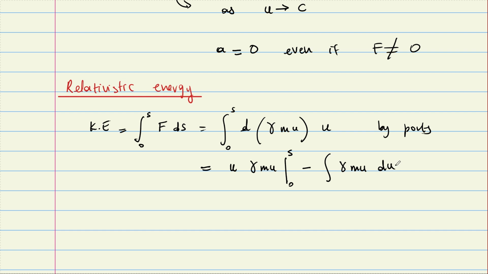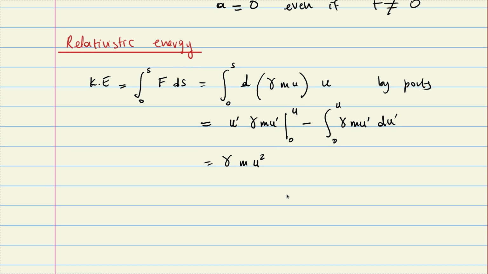It's 0 to u, right? So you are starting from 0 speed and you are going to final speed. Let me put it like u prime, and it's going to u. Is that okay? And this one is also from 0 to u, and let's call this u prime. I think this one is fine. This is going to be gamma m u squared, and we have like a nasty integral, not nasty, but we need to take the integral here.